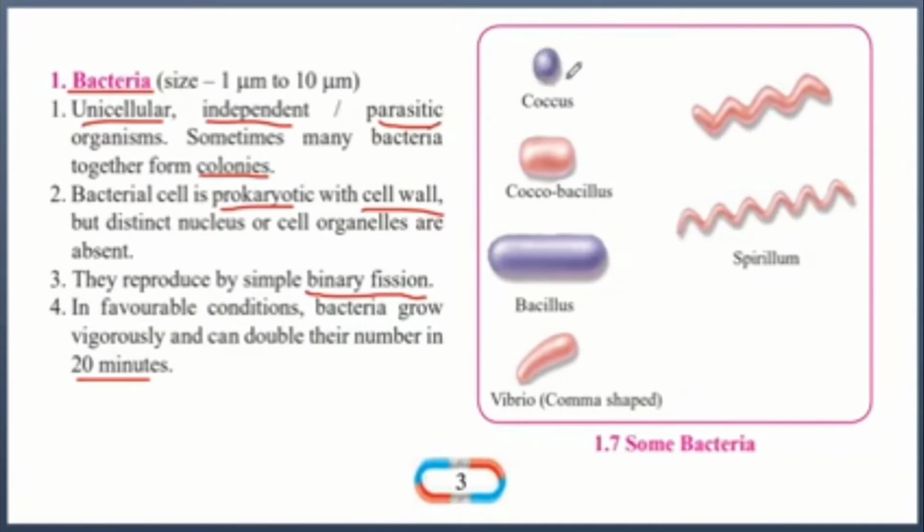So coccus is when the bacteria are round shaped. Bacillus is when they are rod shaped. And coccobacillus is when they are neither coccus nor bacillus. So they are neither round nor like a rod, they are in between. Vibrio is comma shaped. This is when they are like a rod but curved, so they form a comma shape. Spirillum is when they are spiraled.